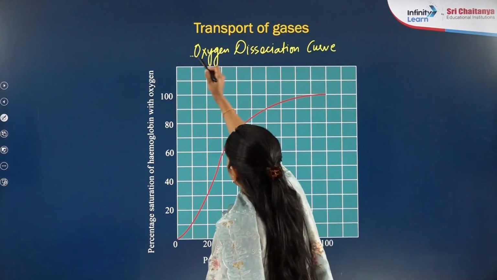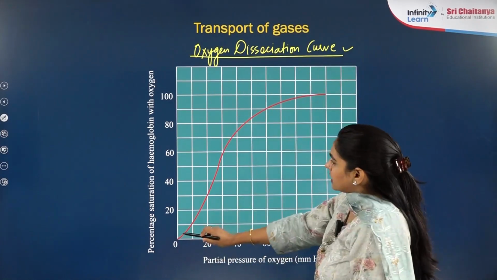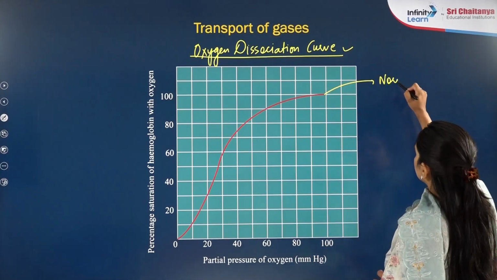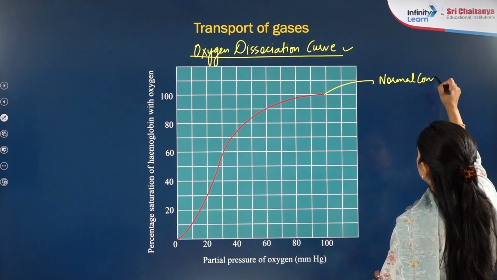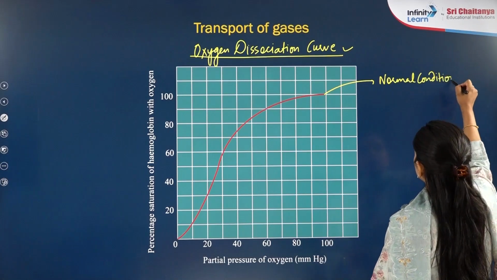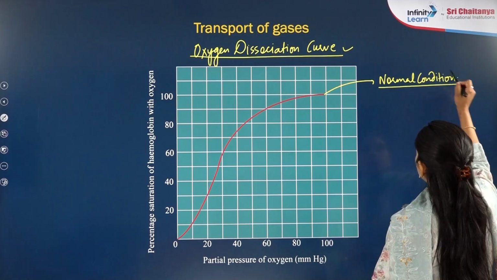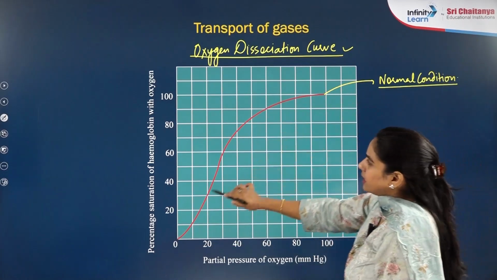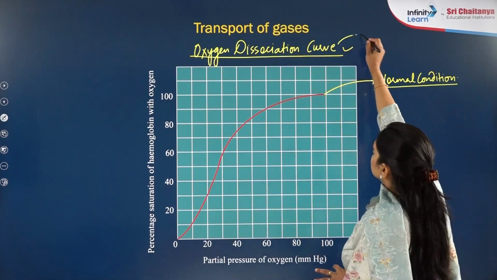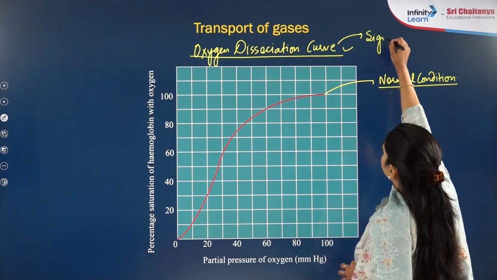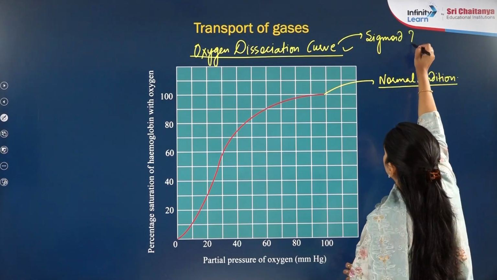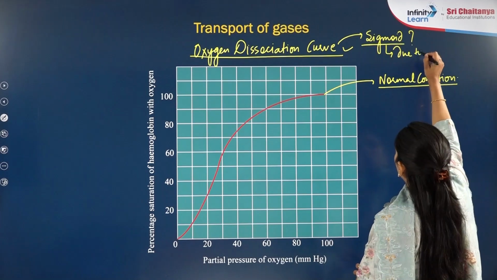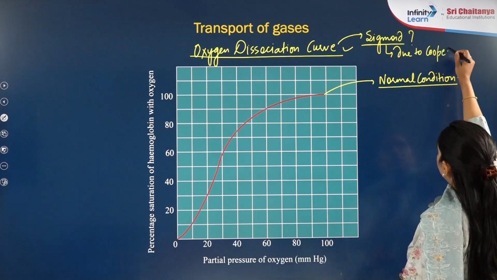The curve which you are seeing is the curve in the normal condition, obtained when the conditions in the body are normal. What is the shape of this curve? The shape of this curve is sigmoid. Why is it sigmoid? This is sigmoid due to cooperative binding.